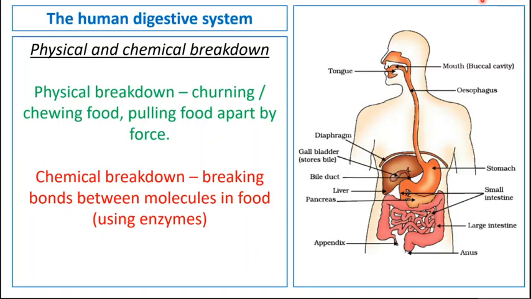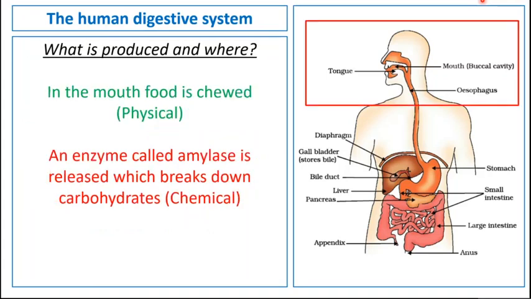I'll use green for physical breakdown and red for chemical breakdown as we go through. So starting at the top, with the head, I've already said that food is chewed. We've got teeth, that's what teeth are for, physical breakdown. But you also have salivary glands in your mouth, and they secrete an enzyme called amylase.